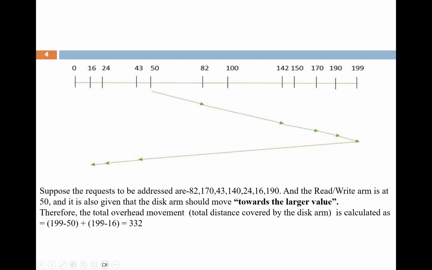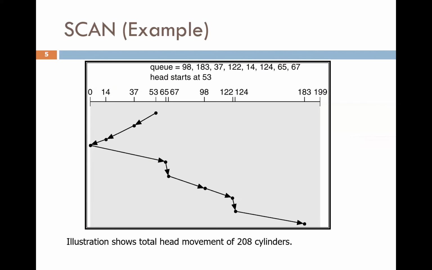Therefore the total overhead movement for this example, or the total distance covered by the disk arm, is calculated as 199 minus 50, so the largest value minus the initial head position, plus the largest value minus the smallest head position. The addition of these two gives the total overhead movement, that is 332 for this particular example. Let's see one more example of the scan algorithm here.